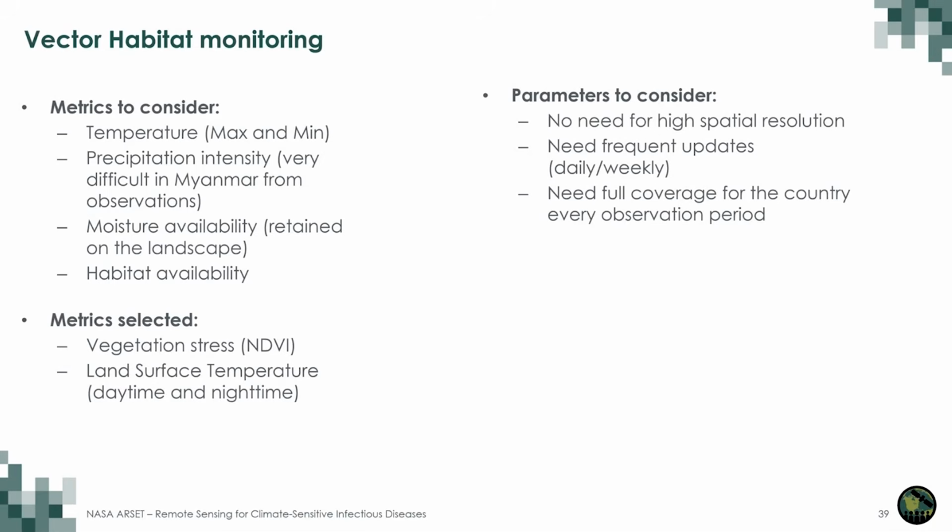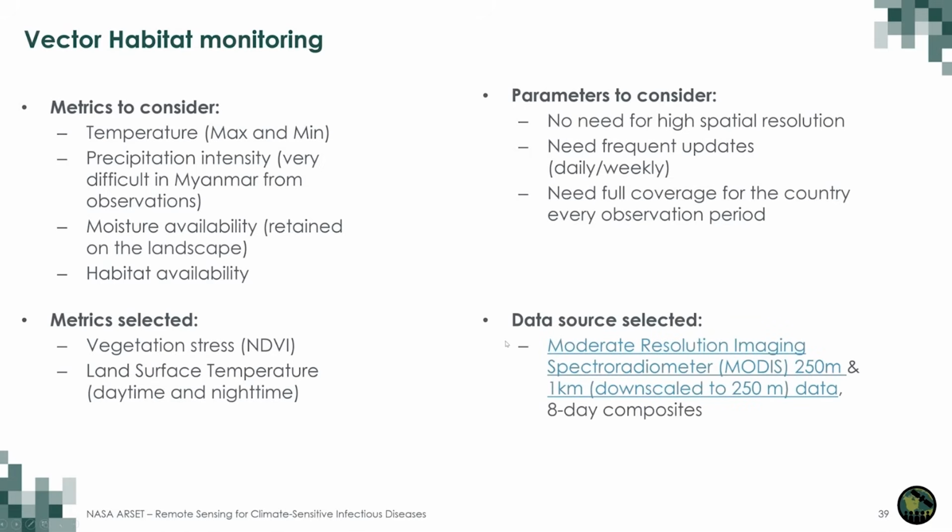So we don't need high spatial resolution, but we definitely need frequent updates. We either need to see it daily or at least weekly, because in time, both vegetation stress and especially land surface temperature can change substantially. So what we need really is full coverage for the country and a frequent observation period. That pretty much tells us that we don't need 30-meter resolution observations. We need coarser observations at high temporal frequency.